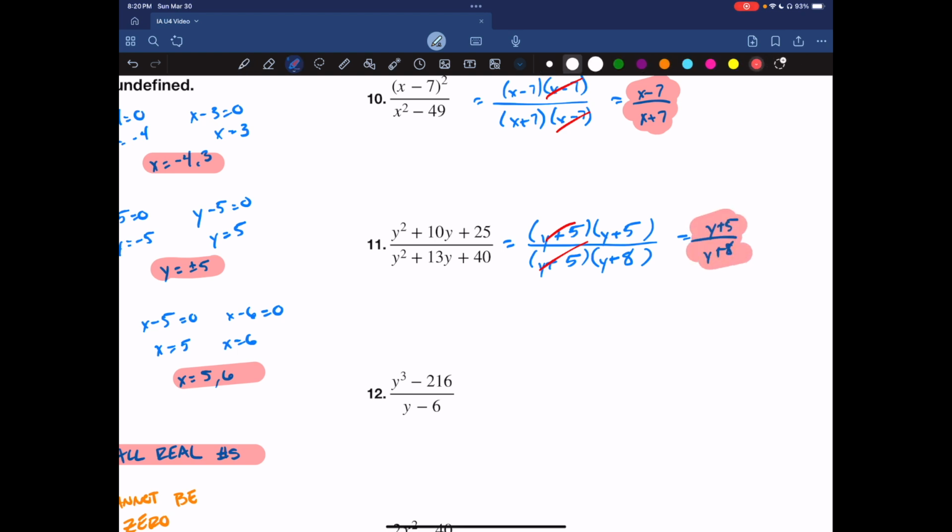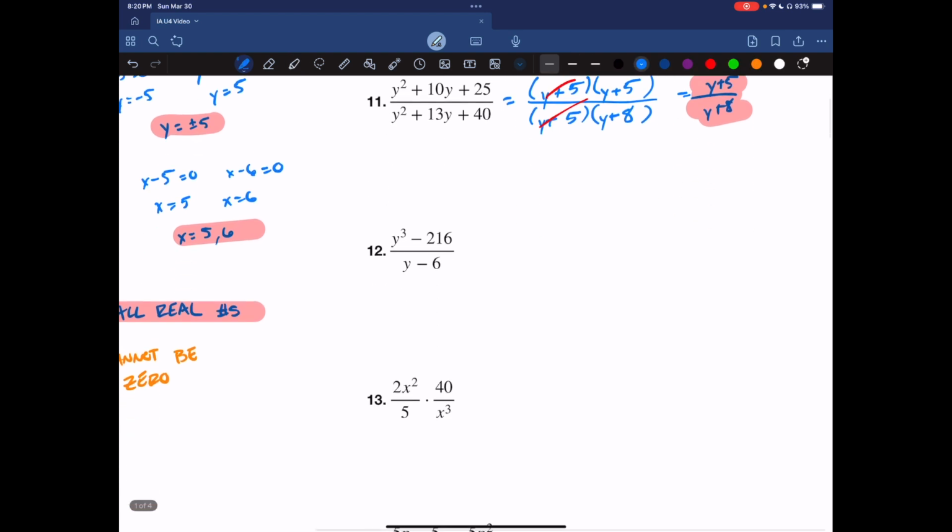Okay, now on number 12, you have a perfect cube. And so this is going to break down into a binomial and a trinomial. And everything hinges on this binomial. You take the cube root of the first term, so it's going to be y. The cube root of 216 is going to be 6. And then the trinomial is built off of the binomial. You square your first term, so it's going to be y squared. The original was minus, so it's going to be plus. Multiply your two terms together, so it's going to be 6y.